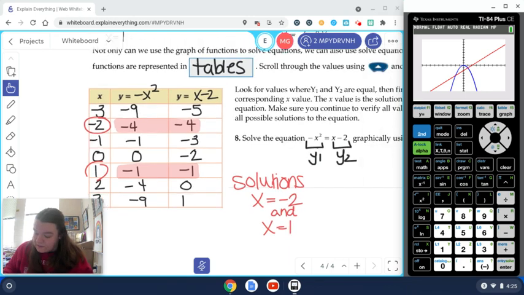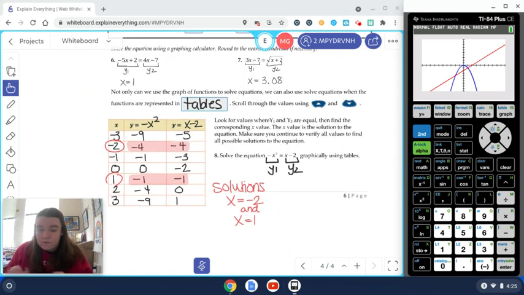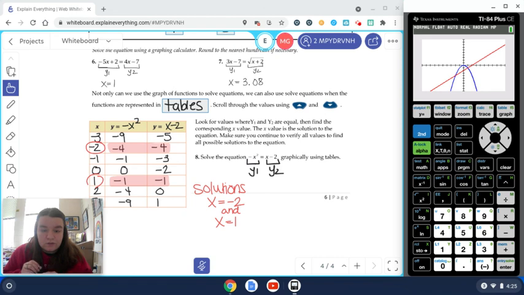So that is it for this lesson. There's going to be a few for you to try on your own, just putting these into y1 and y2 and either using a table or finding the intersection on the graph, so that way you can practice both. If you have any questions or if you're having trouble with your calculator, make sure you send me an email.